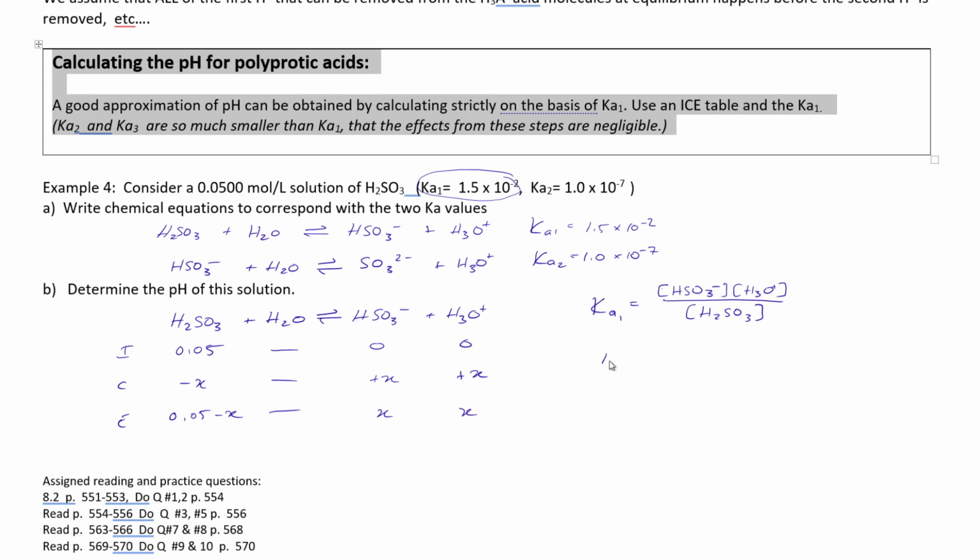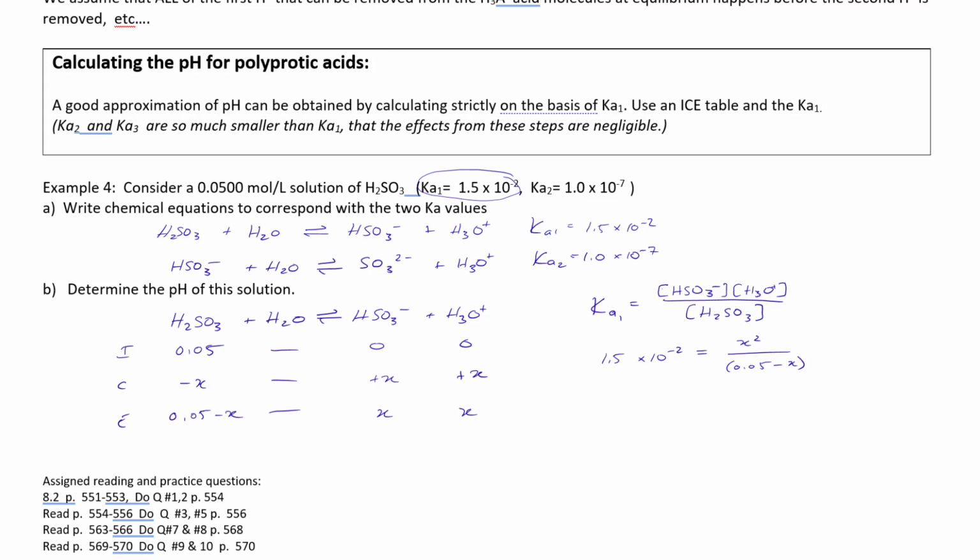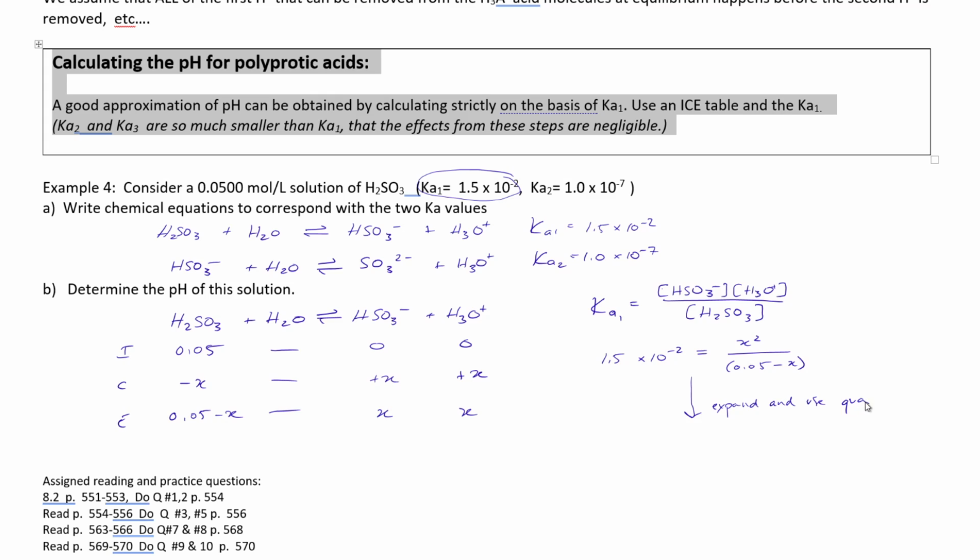Okay, so my Ka1 value is 1.5 times 10 to the negative 2, which is equal to x squared all over 0.05 minus x. In this example, I cannot use the 100 rule, so I will have to use the quadratic formula. I'll have to expand and use quadratic formula, so I'll just write that over here. Expand and use quadratic formula. And then I will have x is equal to approximately 0.0210 molar.